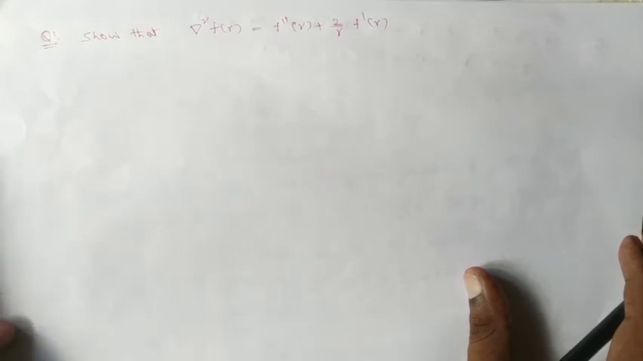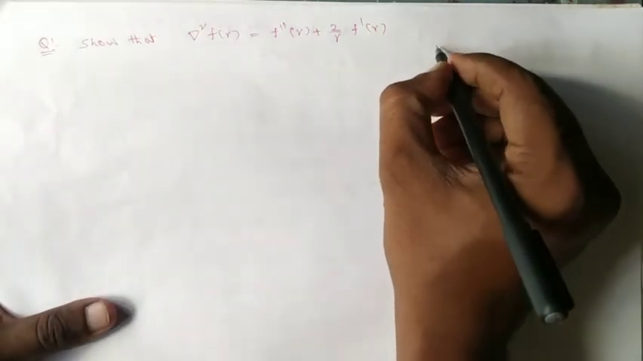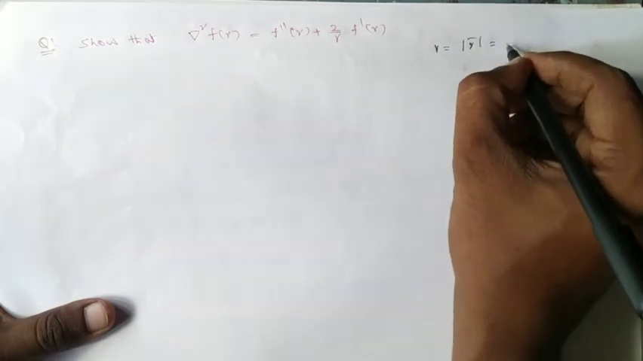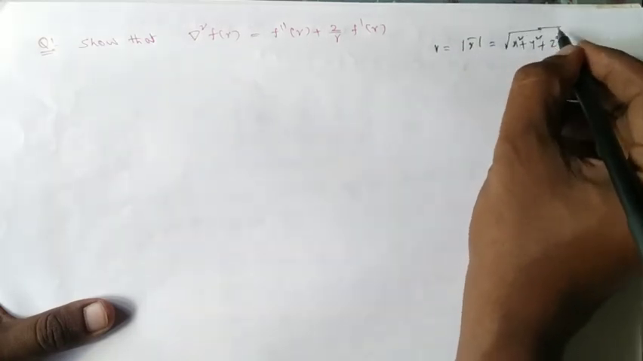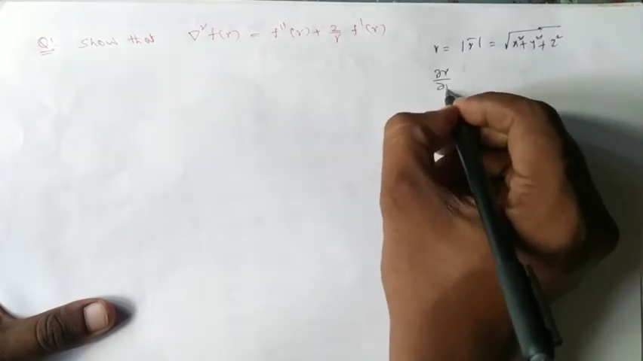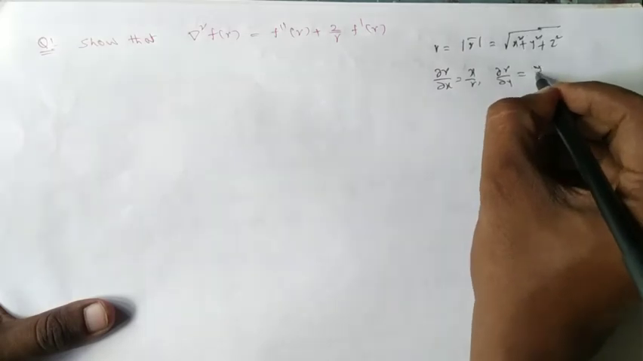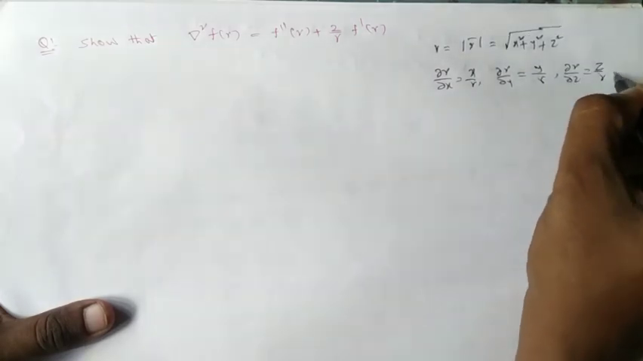Show that del square of f of r equals f double dash of r plus 2 by r into f dash of r. This is also very simple. Whether it is mentioned or not, you should remember that r is nothing but the magnitude of r bar, which is equal to square root of x square plus y square plus z square. And remember that dou r by dou x equals x by r, dou r by dou y equals y by r, and dou r by dou z equals z by r.